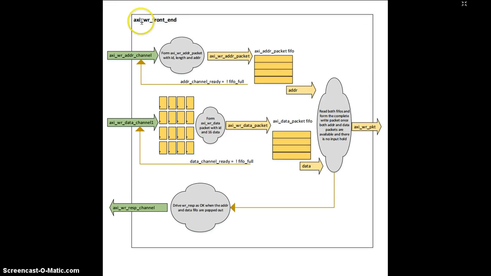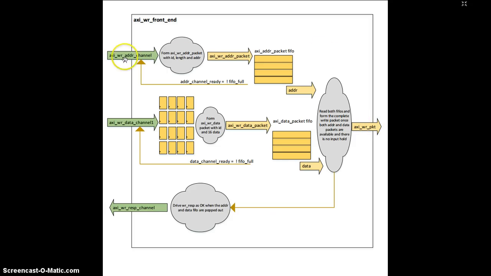The functionality of this module is to store the address coming through the AXI write address channel in a FIFO, and store the data packet in another FIFO. Whenever, for a particular tag, both the address and data tags are available, pop from those two FIFOs and generate an output saying this is an AXI write packet. So a complete write packet needs its address and the associated data.